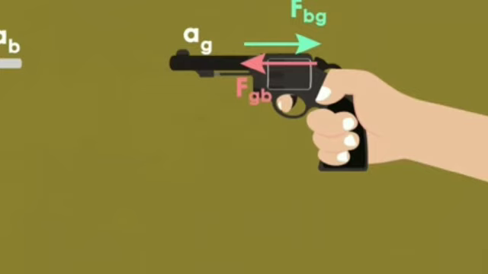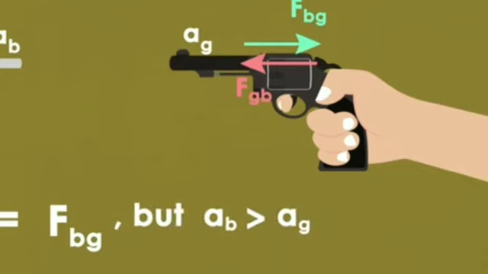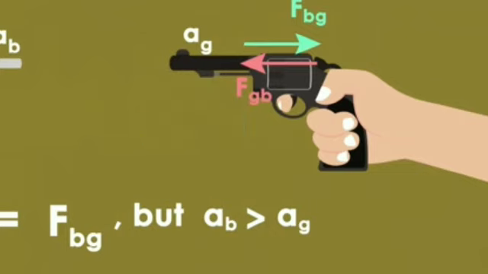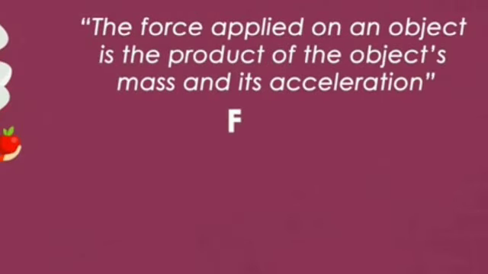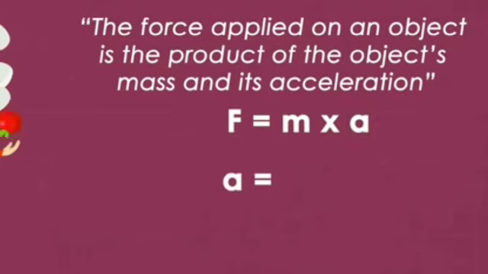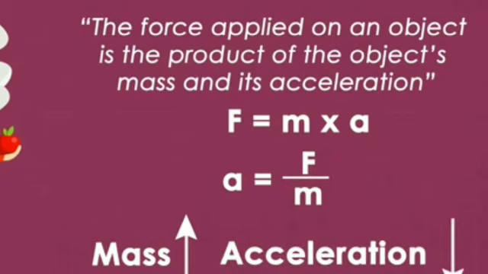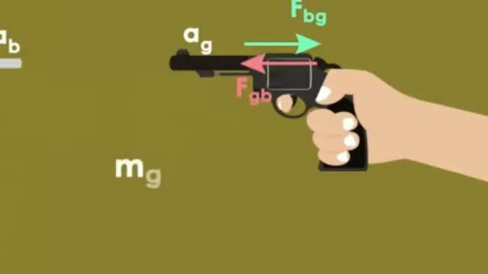Here, same magnitude of forces but different acceleration. And why does this happen? This can be explained using Newton's second law of motion. Newton's second law of motion says that force is the product of mass and acceleration. So we can write F is equal to m into a. So we can write acceleration a is equal to F by m. So as mass increases, acceleration decreases. Here the mass of the gun is more than the bullet. So the acceleration of the bullet is much more than the gun.